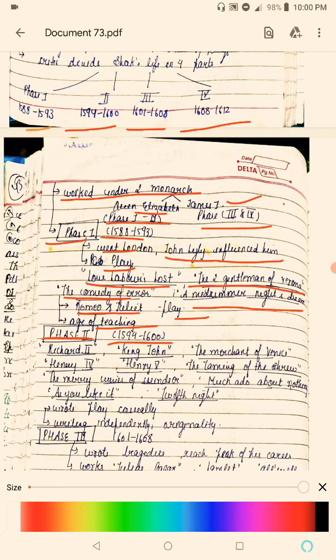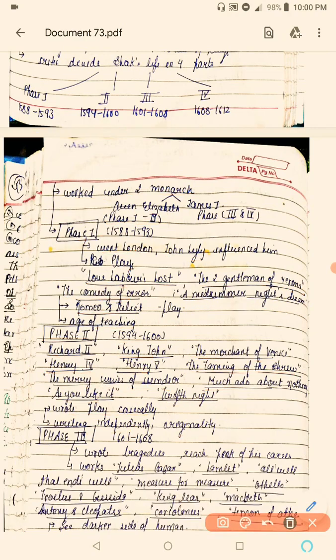Some important plays which were written in this period were Richard II, King John, The Merchant of Venice, Henry IV, Henry V, The Taming of the Shrew, The Merry Wives of Windsor, Much Ado About Nothing, As You Like It, Twelfth Night, and he wrote plays casually, writing independently and with originality, that is, he wrote plays casually.